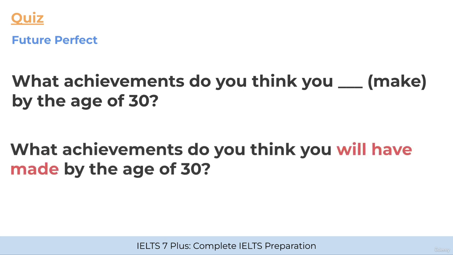Okay, so we've got what achievements do you think you will have made? So our two auxiliaries, because we've already got the subject you, and then the past participle made.